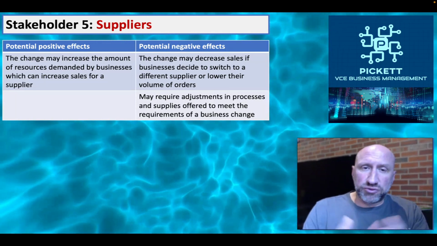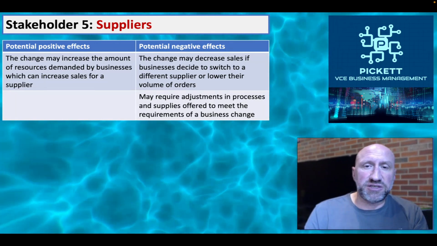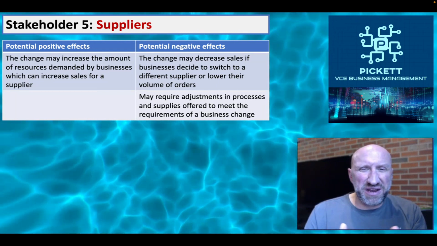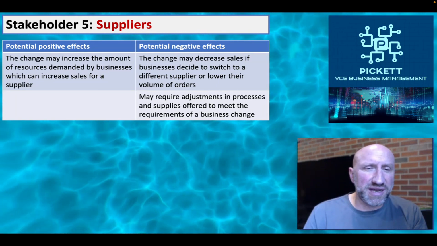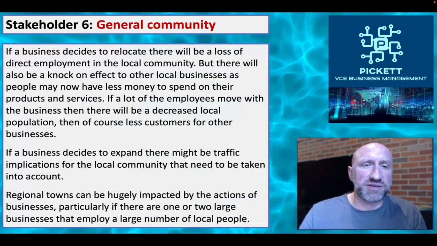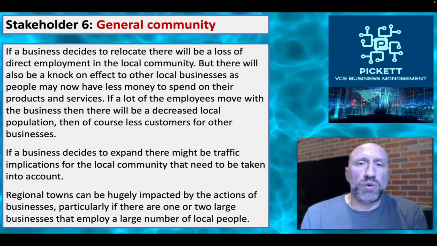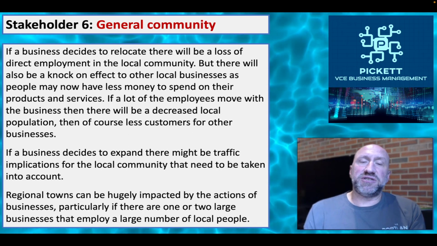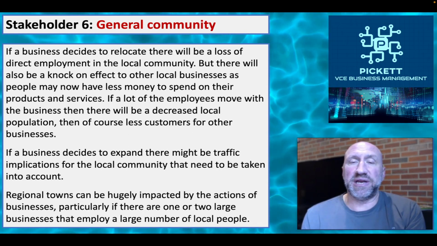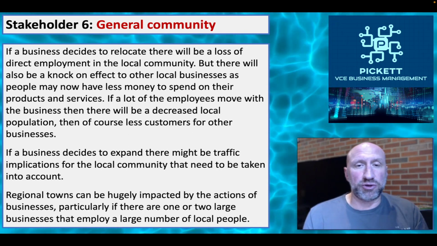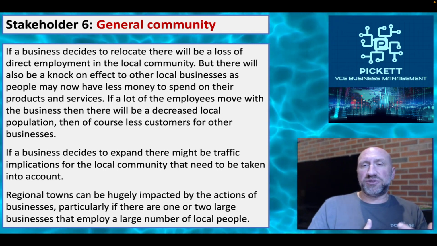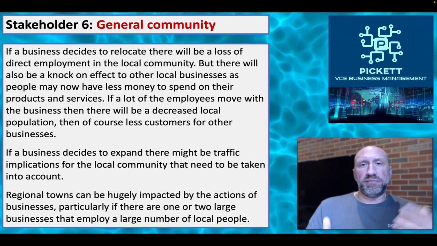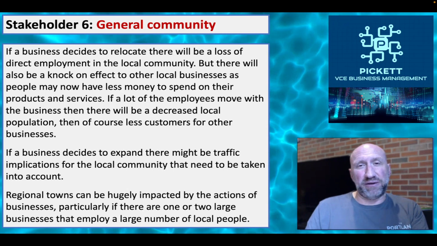So again, the usual table, positive and negative, get those into your notes. Again, nothing in there I don't think is too hard to understand, but if you're not understanding, make sure you ask. And then the final one is the general community. So if a business decides to relocate, for example, there's going to be a loss of direct employment in that local community. This is why I was talking before about regional or country towns.